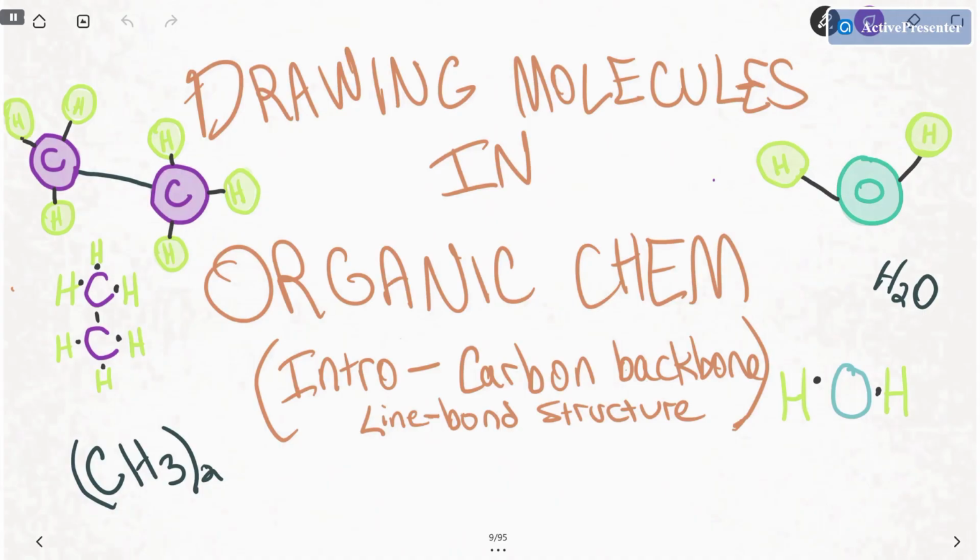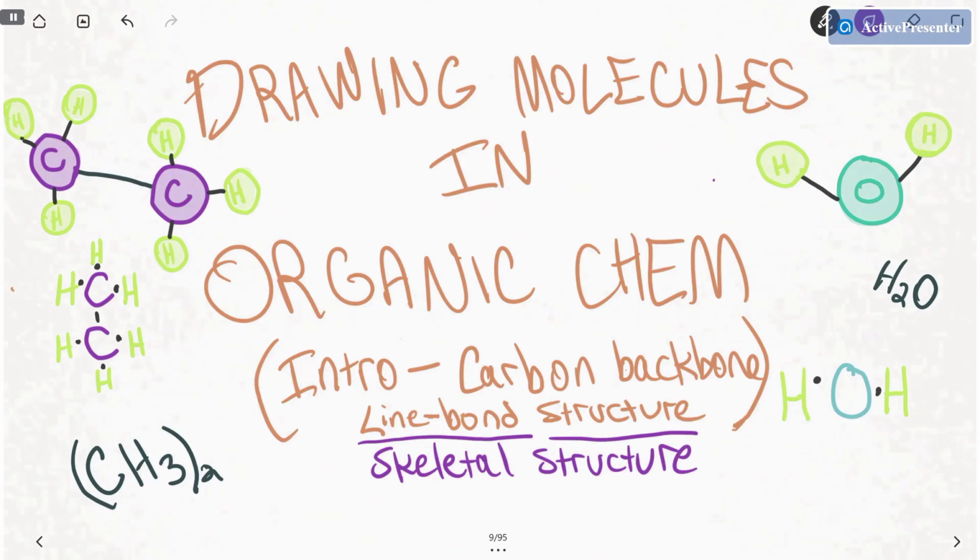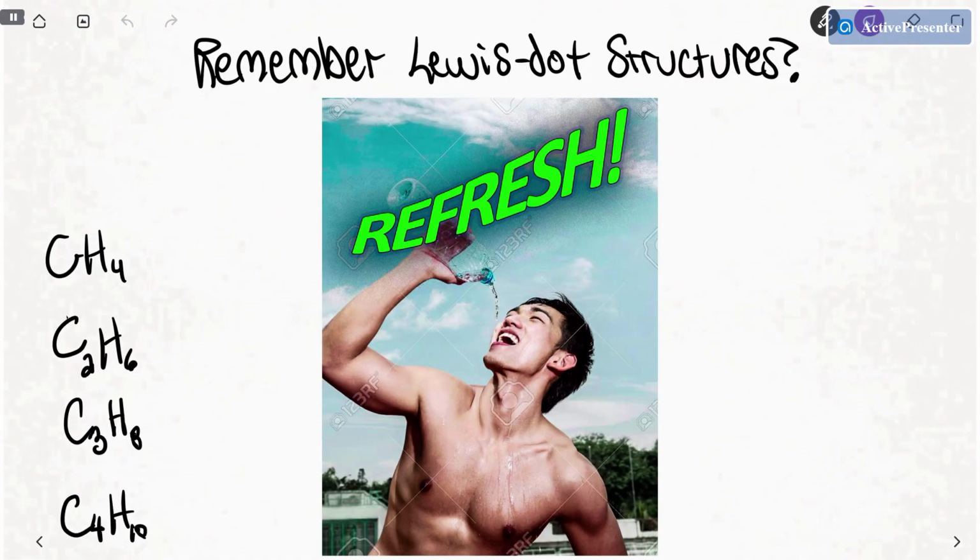So let's first start with the most often used drawings of chemical molecules, the line bond structure. And this is also called the skeletal structure. So if they say do a skeletal structure or line bond drawing of something, this is what they mean. And this is what you will normally see, with some exceptions, and what you're normally going to work with in OChem.